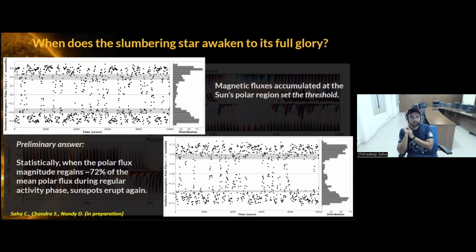Talking about the polar field, another valid question is when does the slumbering star awaken to its full glory? We are currently analyzing this, and the preliminary answer, to quantify it, is this: when the polar flux magnitude regains about 70 to 72% of the mean polar flux during regular activity phases, you see a reappearance and re-emergence of sunspots on the solar surface. These are results from very recent simulations, which are in preparation, again with Shanghita and my supervisor Dipyendu. And these two plots are for the northern and southern hemispheres. I'll not talk much about the plot and the histogram. Let's reserve it for some other space-time.